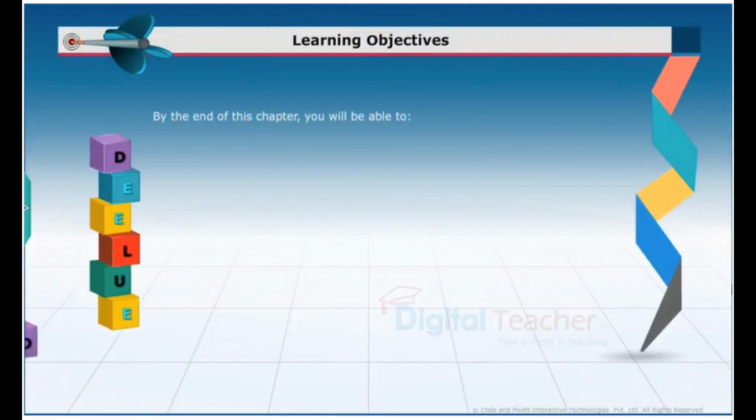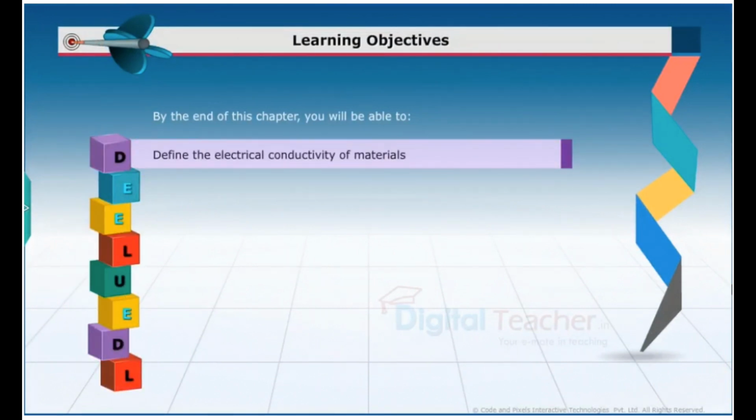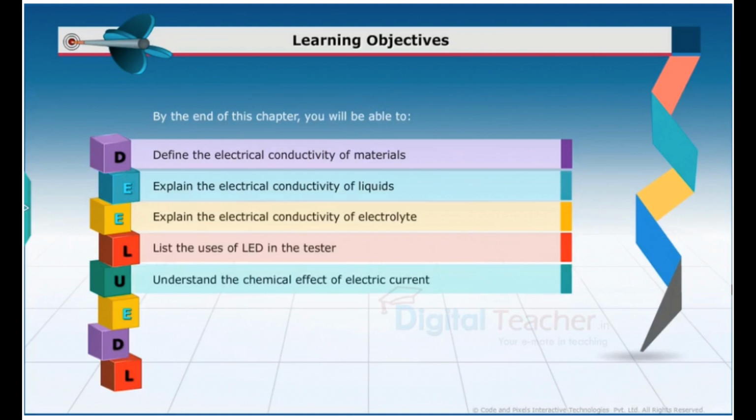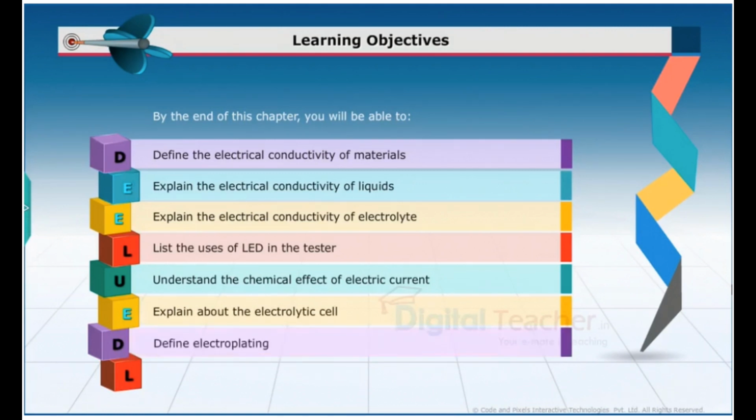By the end of this chapter, you will be able to define the electrical conductivity of materials, explain the electrical conductivity of liquids, explain the electrical conductivity of electrolyte, list the uses of LED in the tester, understand the chemical effect of electric current, explain about the electrolytic cell, define electroplating, and list the uses of electroplating.